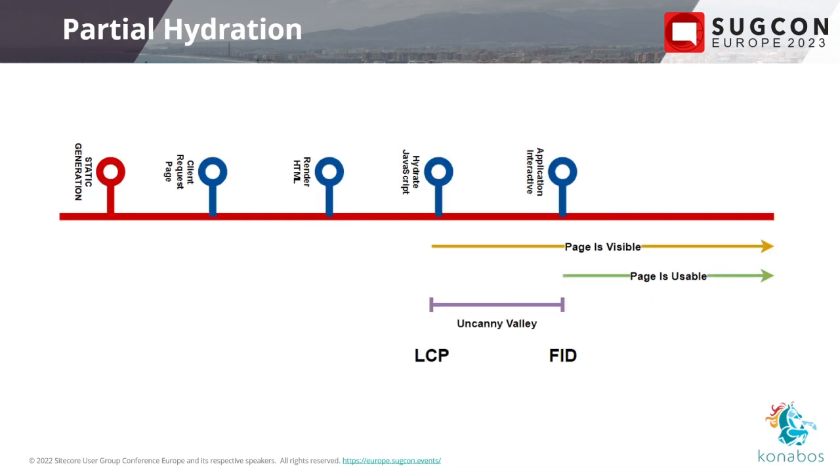We also have this thing called the uncanny valley. What this refers to is the time between the largest contentful paint and the first input delay. So the page is visible at this point, the page is usable at this point, and the user is sat there going, well, why can't I respond? Why won't this site do anything for me? And this is particularly a big problem on slow devices. So you can see just click, click, click, click. Doesn't want to do anything.